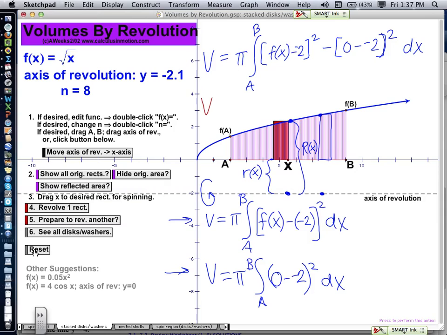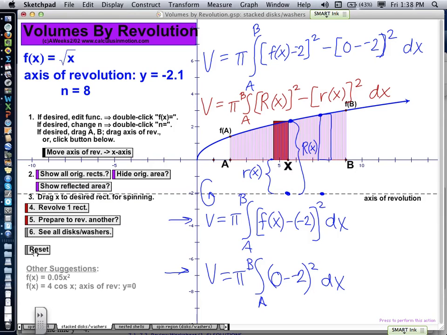We're going to write V equals pi times the integral from A to B. And we'll write the outer radius, however you calculate that, squared minus the inner radius squared, however you calculate that. And then the whole thing integrated with respect to x. So we essentially put the two integrals together. We take the outer radius squared minus the inner radius squared. That gives us the volume of the entire solid minus the volume of the hole.